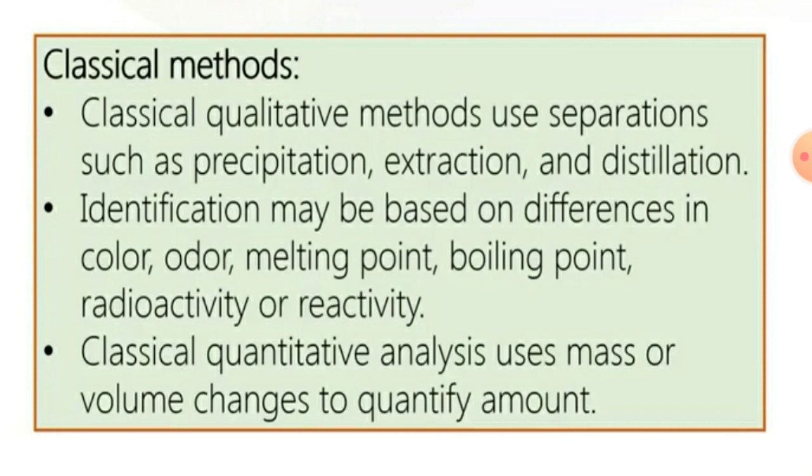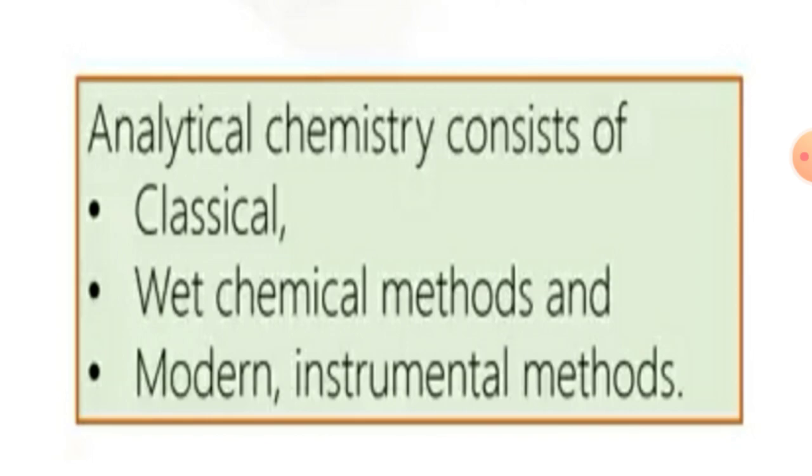Identification may be based on differences in color, odor, melting point, boiling point, radioactivity, or reactivity. Classical quantitative analysis uses mass or volume changes to quantify the amount. Analytical chemistry consists of the classical wet chemical methods and modern instrumental methods.